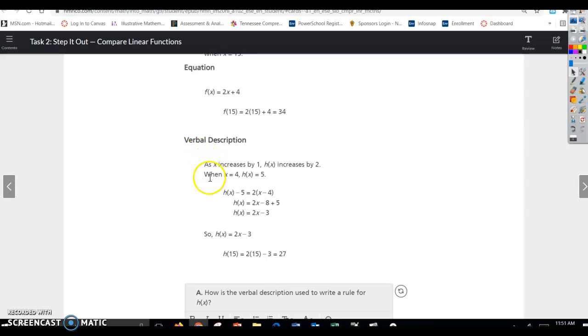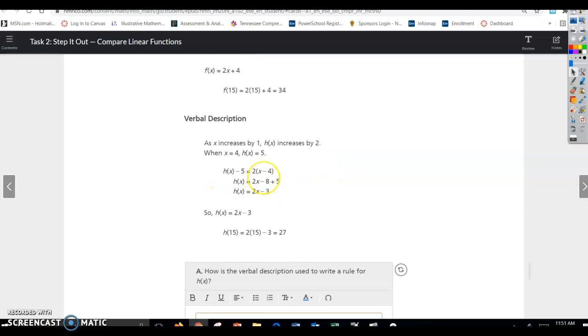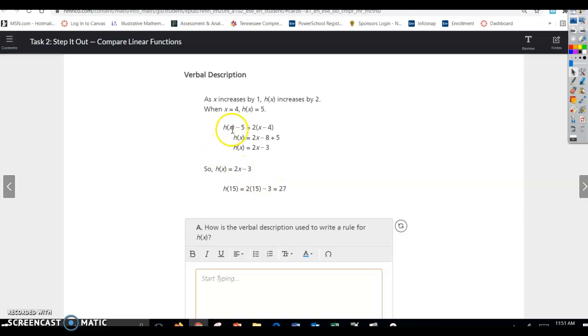All right, they give us a verbal description. As x increases by 1, h of x increases by 2. When x is 4, h of x equals 5. All right, so this looks a little bit odd, but this is -5, and over here you see it's -4, so this is actually increased by 1. If you look on a number line, -4 is 1 unit to the right of -5. So when it says x increases by 1, that's what that means.